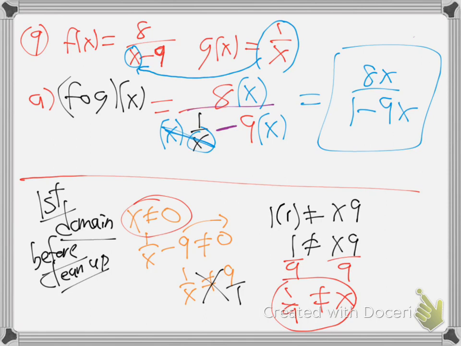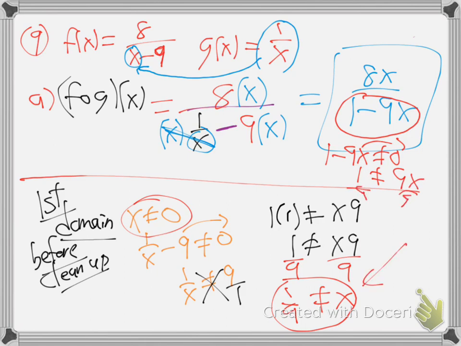Exactly. Hey, do you notice if I had done this first and then tried to do domain from here, I would have only seen this denominator and said this denominator cannot equal 0, move the 9x over, divide by 9. I would have gotten the 1/9 answer, but I never would have gotten the 0 answer. Because the cleanup covered up part of the issue.